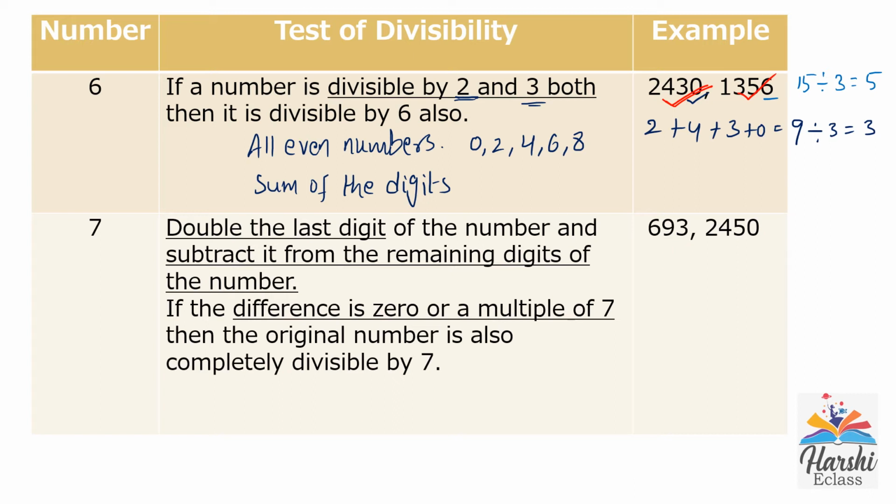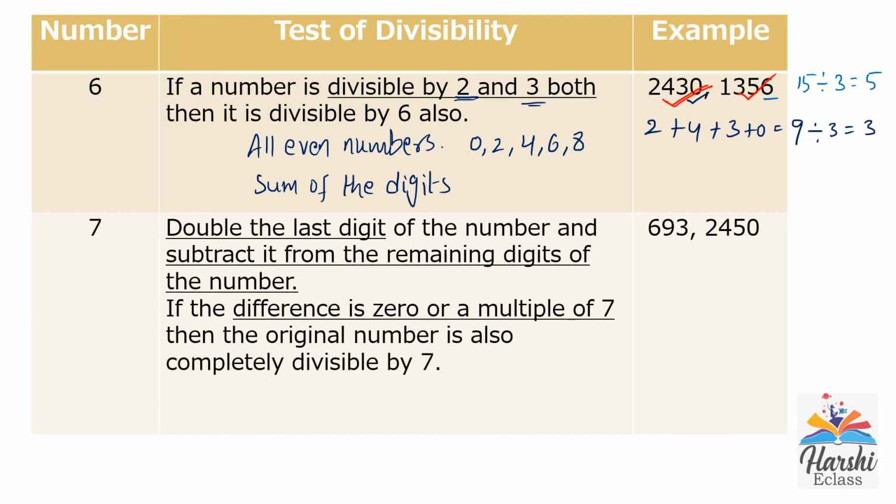Number 7. The test of divisibility is that double the last digit of the number and subtract it from the remaining digits of the number. If the difference is 0 or a multiple of 7, then the original number is also completely divisible by 7. This rule is a bit tricky. Practice is required for this.